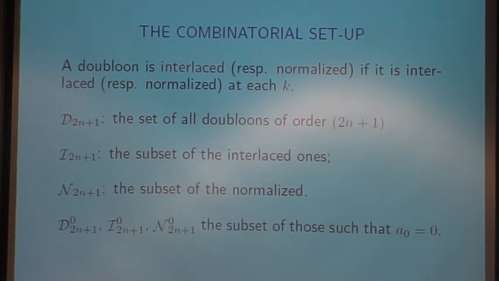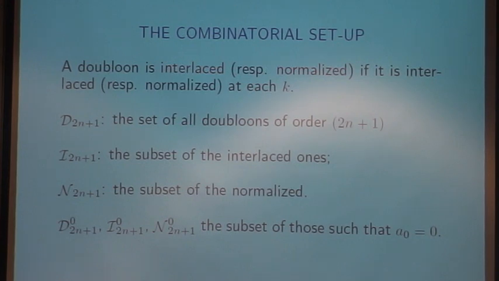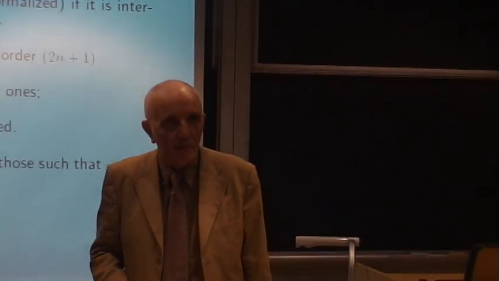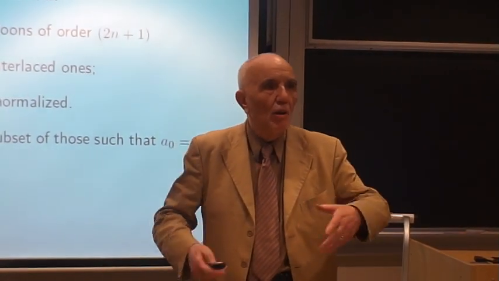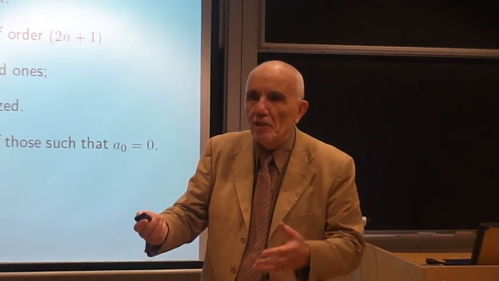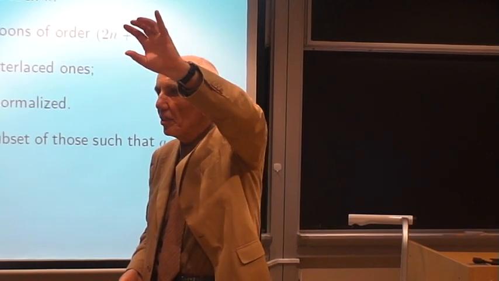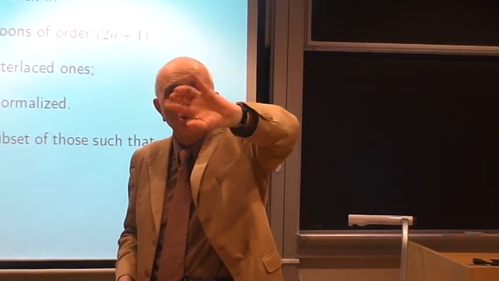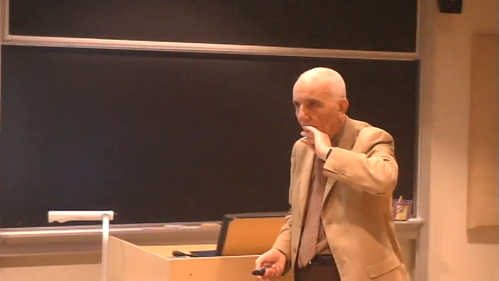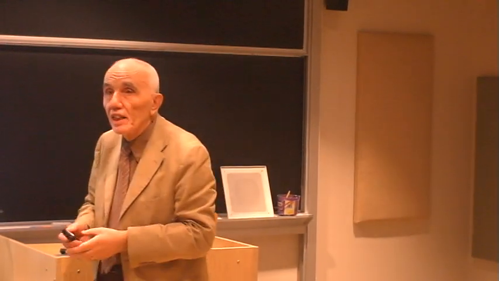Now, we have a special case: when A0, the very first integer of the permutation, is 0, we add a 0. So D is for all doublets, I for the interlaced, and for the normalized, I add a 0 whenever A0 equals 0. Okay, that's what I started with.